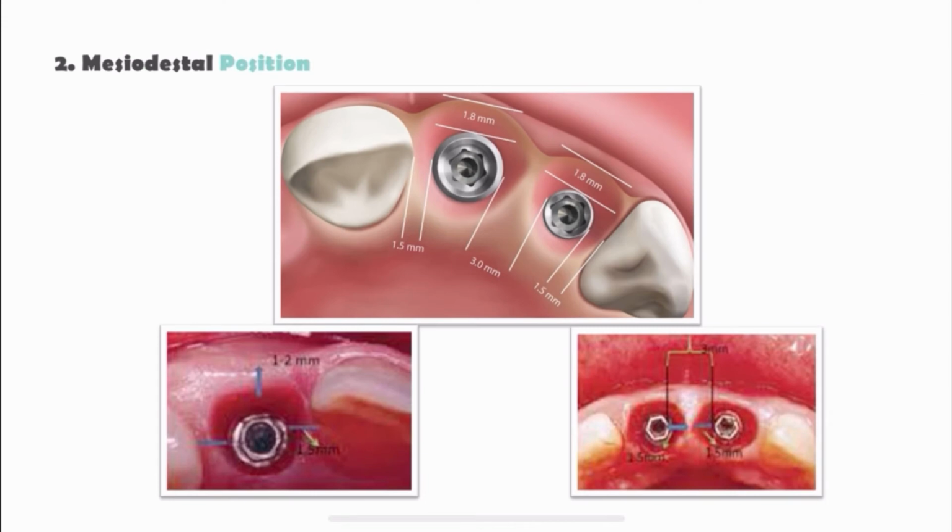The second parameter is the mesiodistal position, in which 1.5 to 2 mm should be maintained between the implant and the neighboring tooth. In case of multiple implants, then a space of 3 to 4 mm at the abutment level should be maintained to maintain the interproximal bone level and subsequently the papillary height.